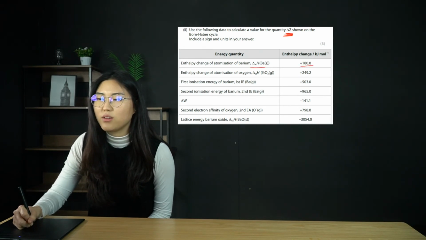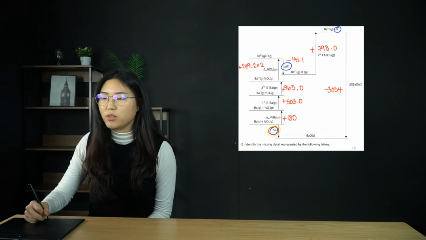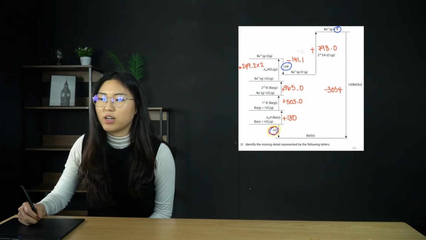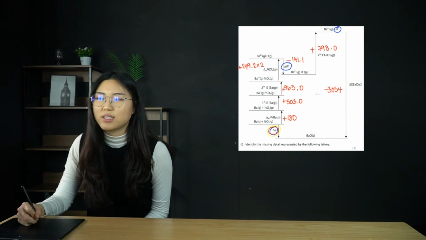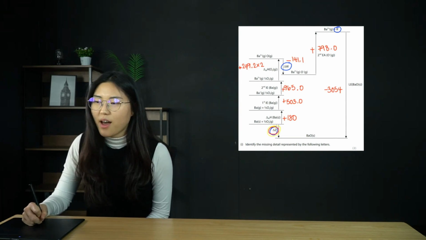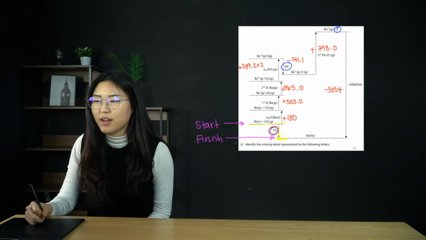The numerical values of enthalpy changes are all given. So I have labeled the Born-Haber cycle with all the data over here. I recommend you do this in your actual exams so that it's easier to write down the calculations. So we have to work out delta Z, right? And so the starting point over here, that's the start, and this is the finish, right? Yeah, that's the start and the finish.